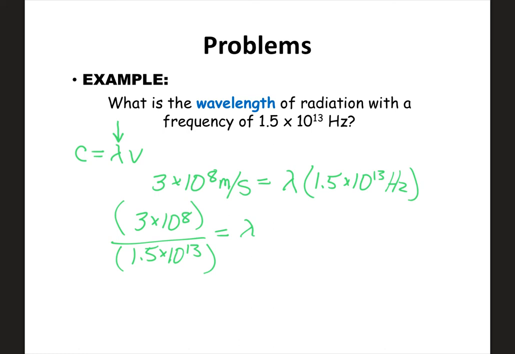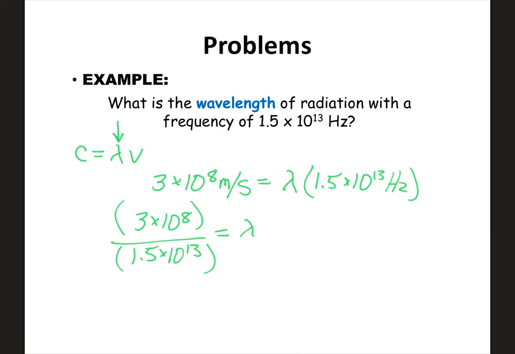You do need to watch your sig figs. We're going to be dividing here, so we're going to count sig figs and use the least. Go back to your problem here and look at the original number of sig figs you had. You only had 2, so your answer is only going to have 2 sig figs.